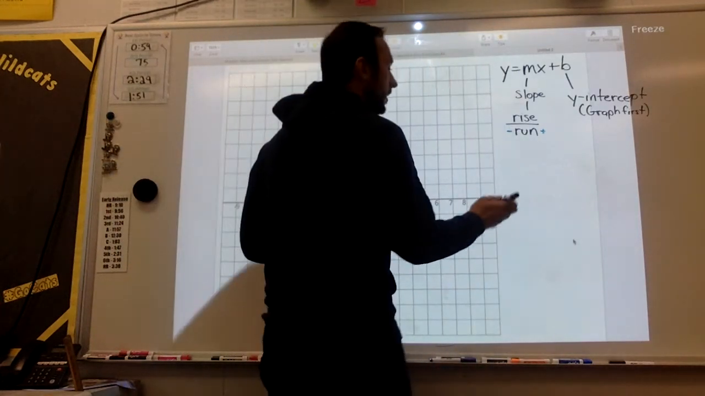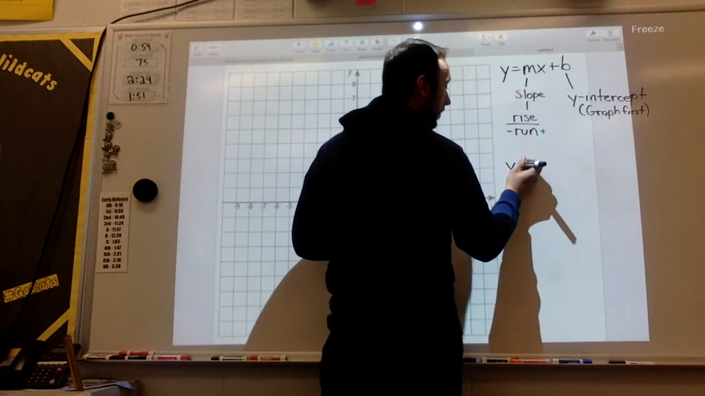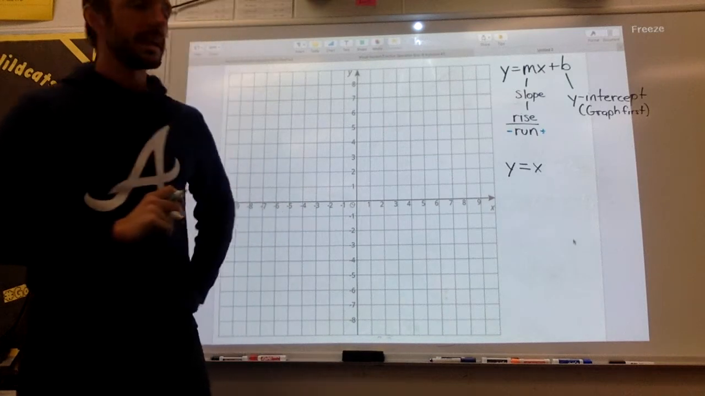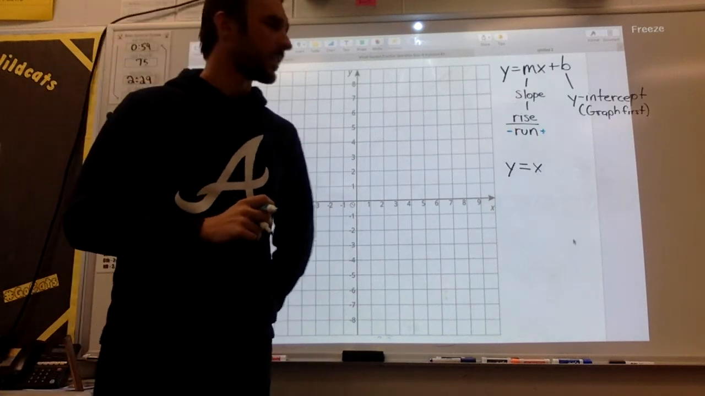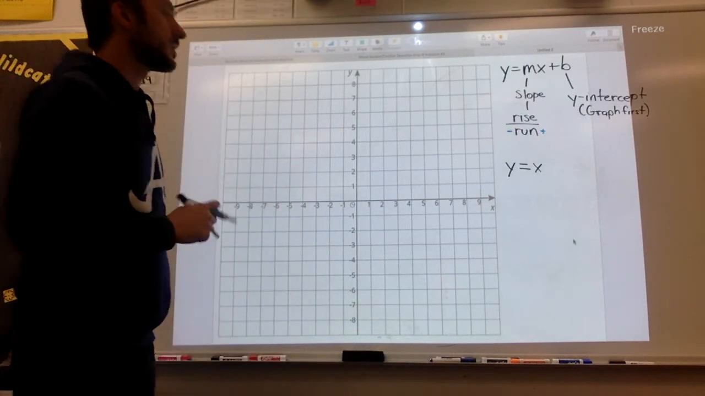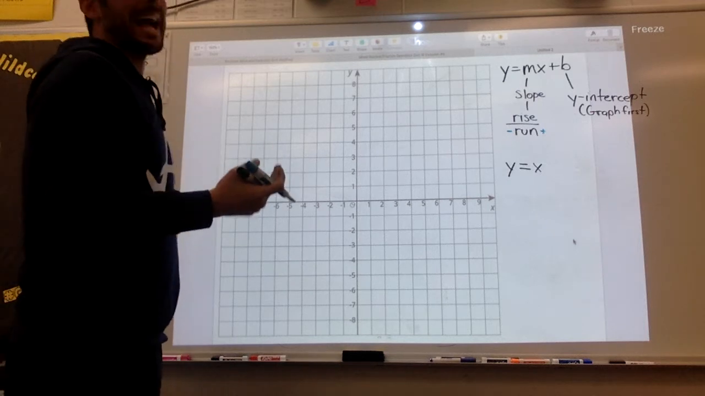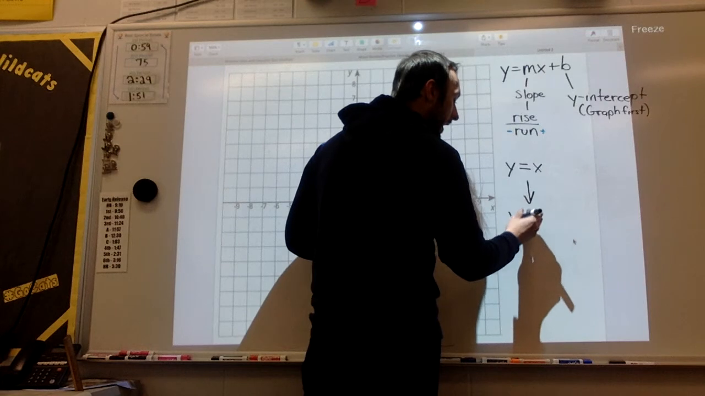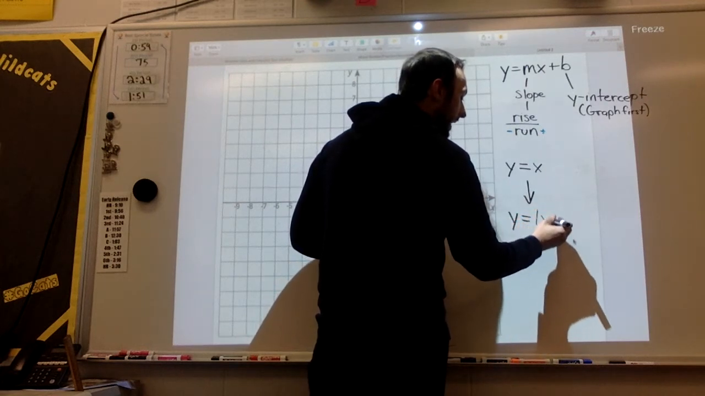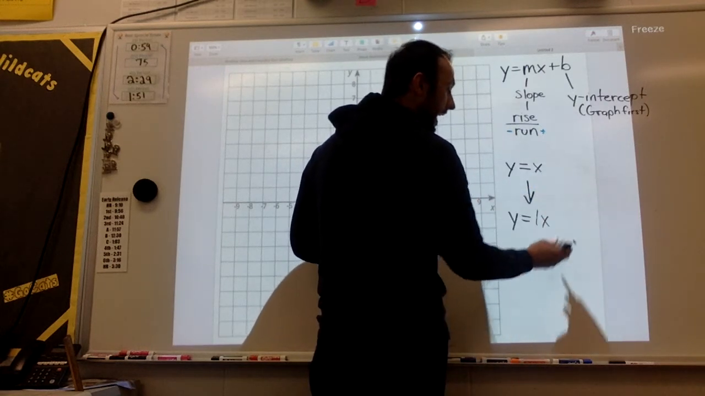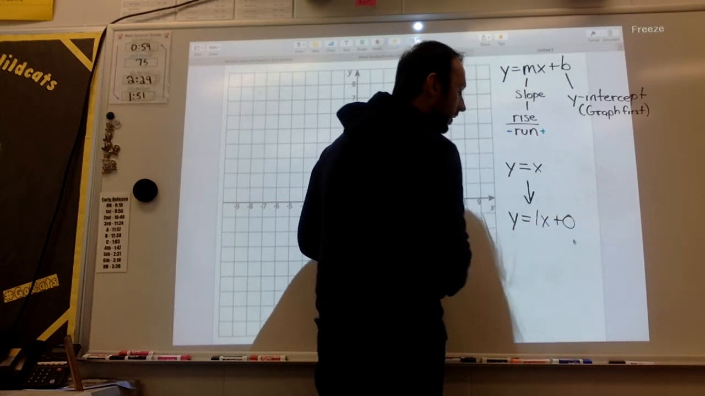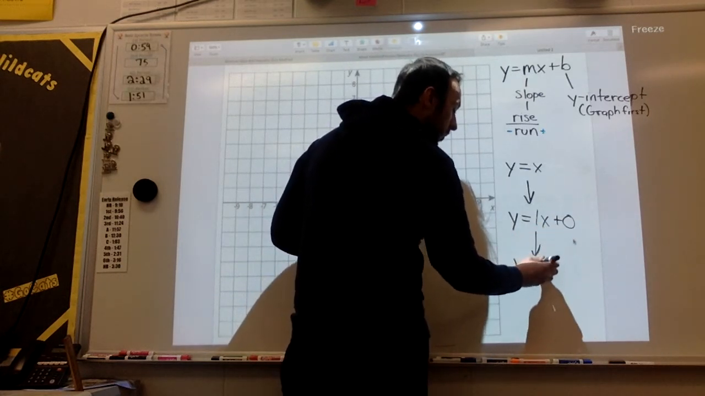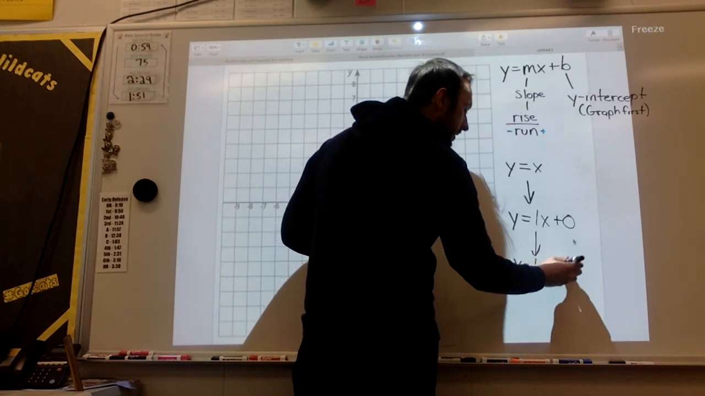Maybe I give you this one. This is the fun one. y equals x. Just y equals x. At first that looks kind of weird because there are no numbers there. But we could add some numbers. This is the exact same as y equals 1x, and we said if we don't have a b, we can always add a b via plus 0. So this is the exact same as y equals 1 over 1x plus 0.